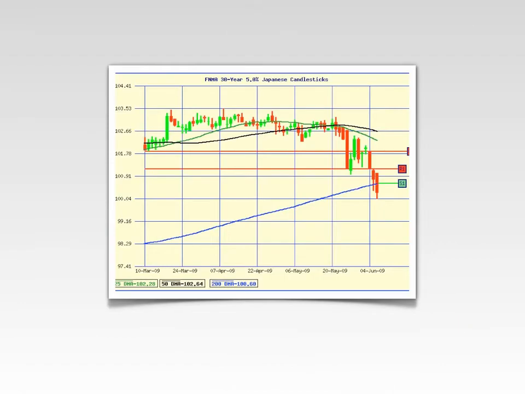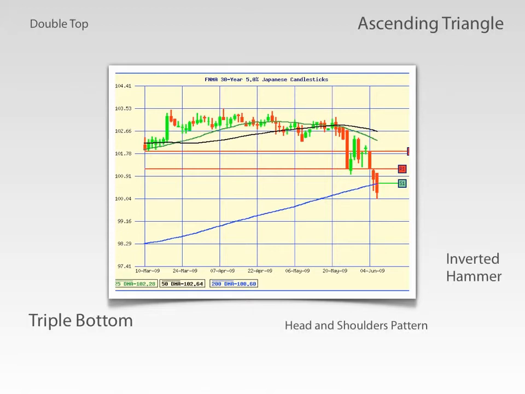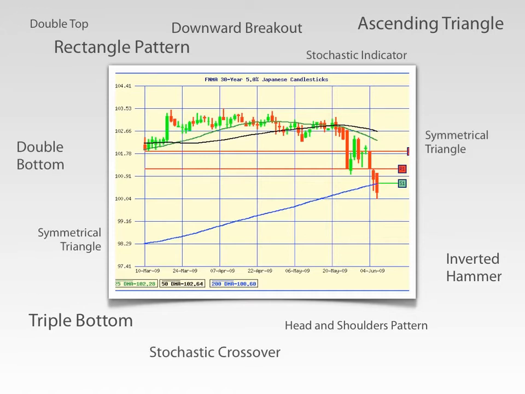To monitor these price movements, we use charts that look a lot like this one, called a candlestick chart. This chart was provided by Mortgage Market Guide, the industry leader in tracking mortgage bonds. Interestingly enough, Mortgage Market Guide was also the first company to bring candlestick charting to the lending industry. Now, we use these charts to predict and look for patterns in these price movements. And these patterns have all kinds of different names, like downward breakout and double bottom and stochastic crossover.